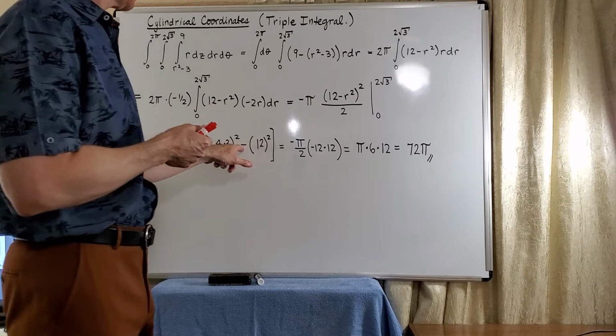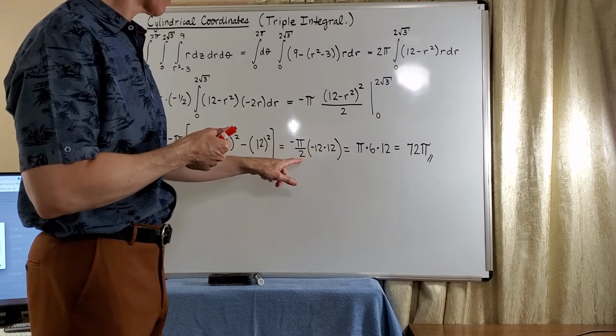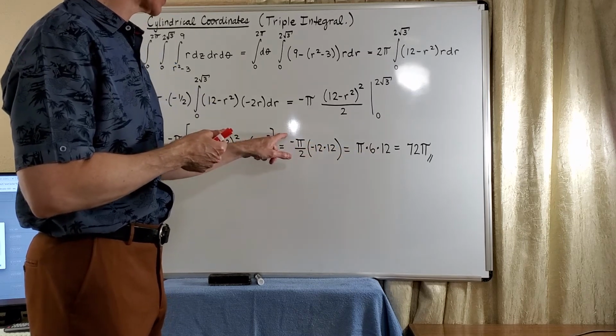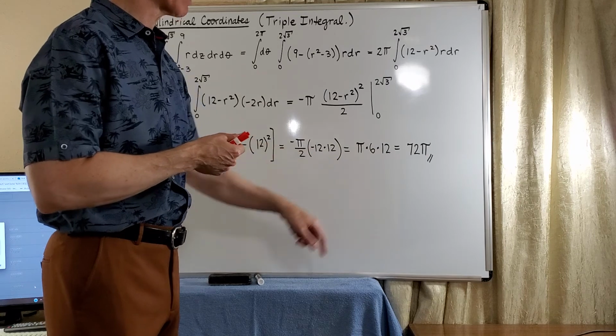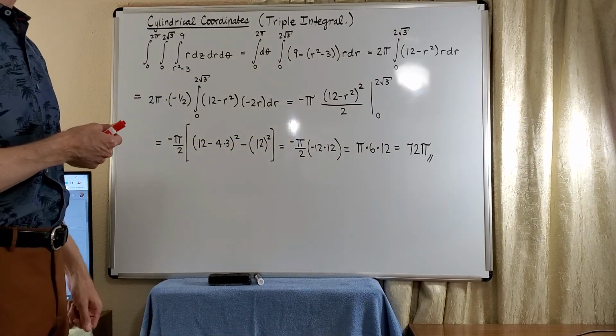And now we have minus 12 squared, which we can write as negative 12 times 12. Of course, one of the 2's will absorb into the 12 to give us 6. The 2 negatives absorb, and we get 6 times 12, which is 72. So our integral is 72 pi, and we are done.